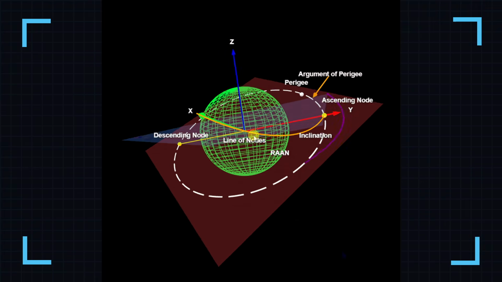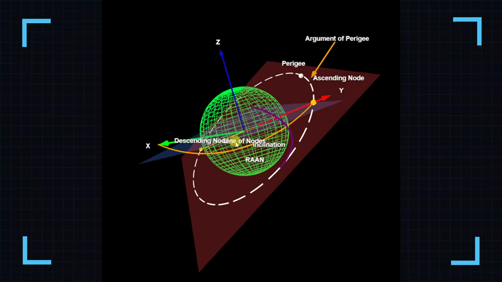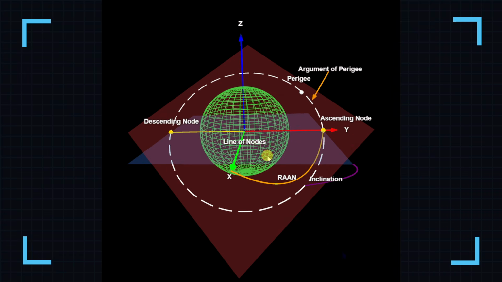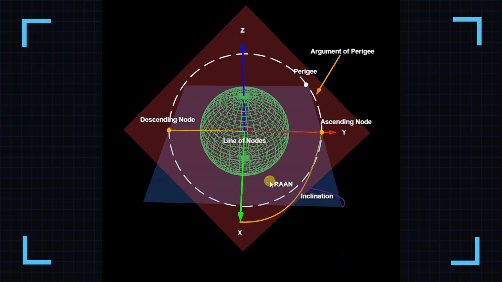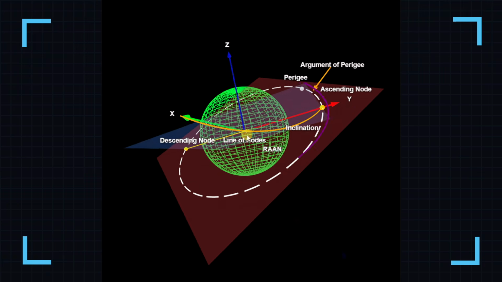The orbital plane is the flat surface that the satellite orbit lies in. The angle between the two planes is the inclination of the orbit. Around the orbital plane, you'll see a dashed white ellipse, and that is the orbit itself. And now for the labeled elements.